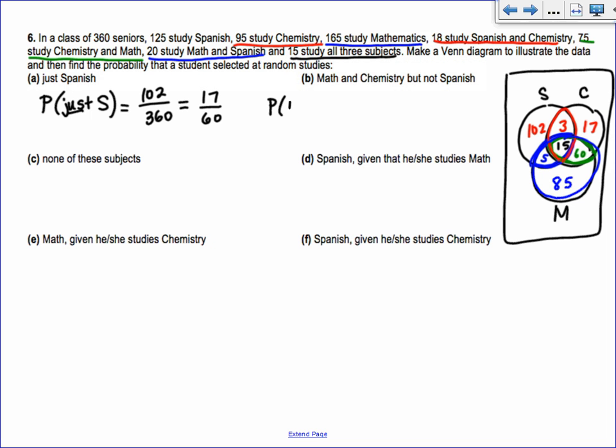All right, the next one. So the probability of studying math and chemistry but no Spanish. So let's look for it. Math and chemistry would overlap in the football shape right there. But we did not want Spanish, so we don't want that center. So we only want this portion right there, 60. Do you guys see it? Kind of hard to see. So it's 60 out of the total of 360. So when I reduce, I get 1/6.